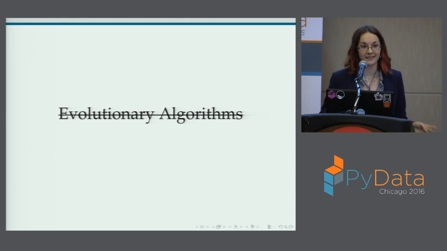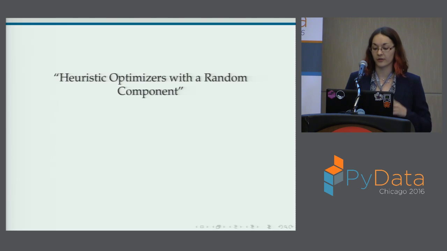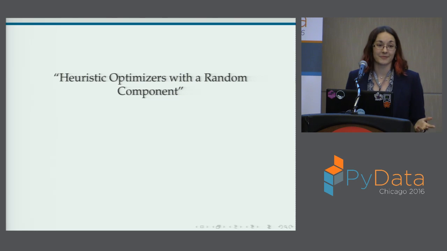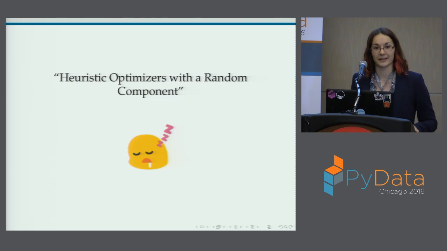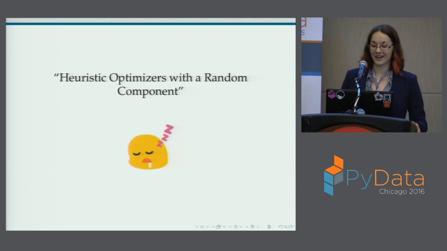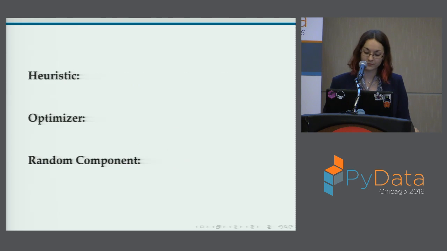Well, I kind of lied in my talk title a little bit. I am going to talk about evolutionary algorithms, but I'm going to talk more generally about heuristic optimizers with a random component. I could have put that in my title instead, but this is a really boring name, and probably none of you would have come to my talk. So I'm just going to break down some of the jargon that's in this name.